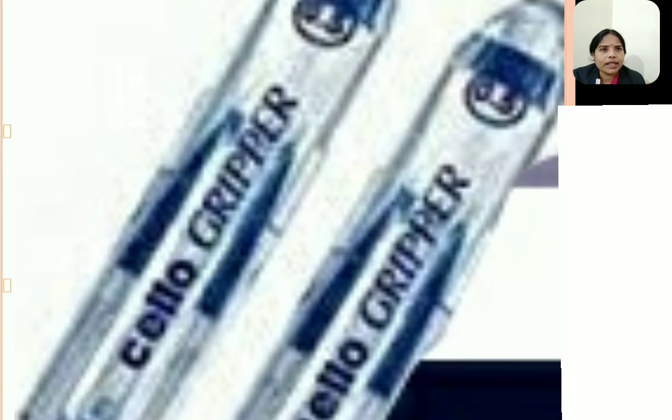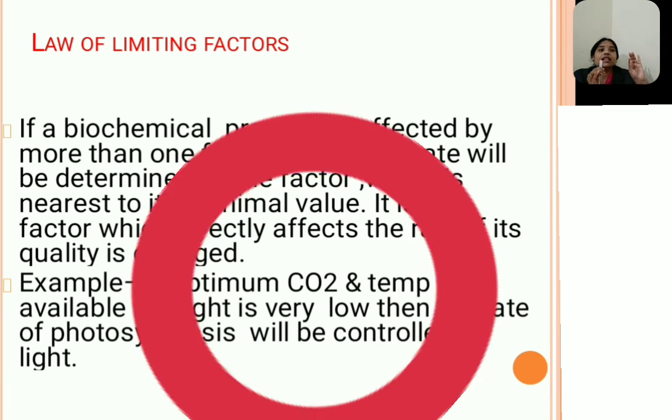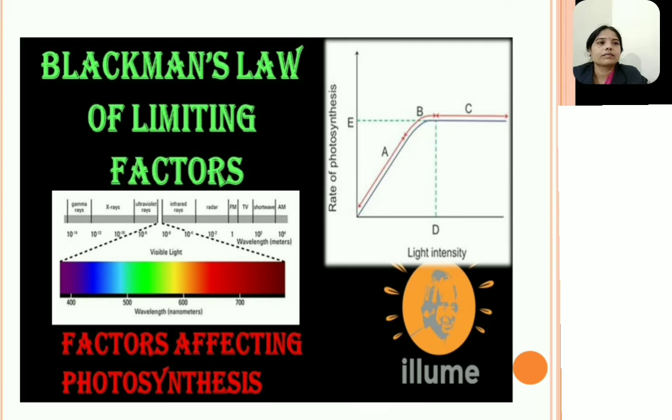The same law is applied here. Optimum carbon dioxide is available, temperature is also optimum, but light is very low, then the rate of photosynthesis will be controlled by light. So here is Blackman's law of limiting factor.